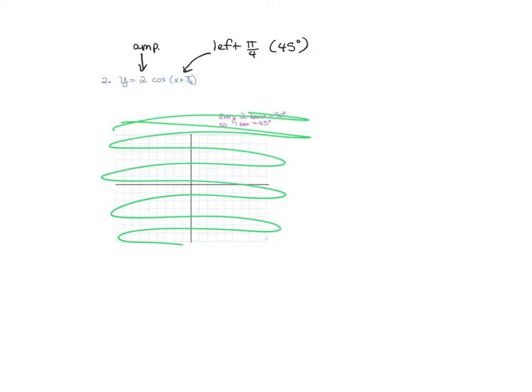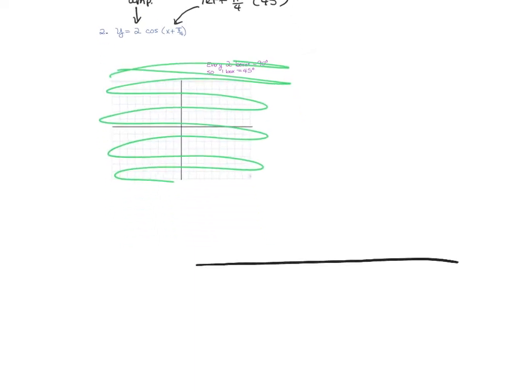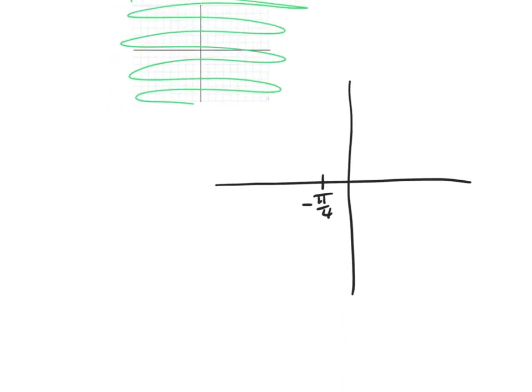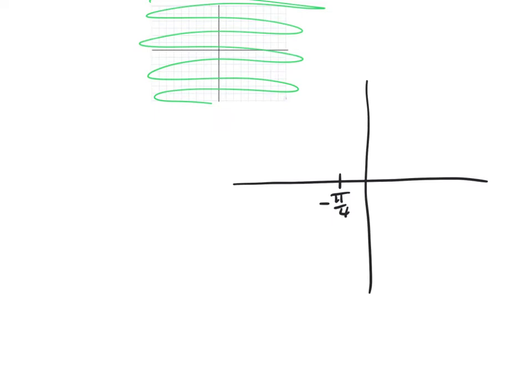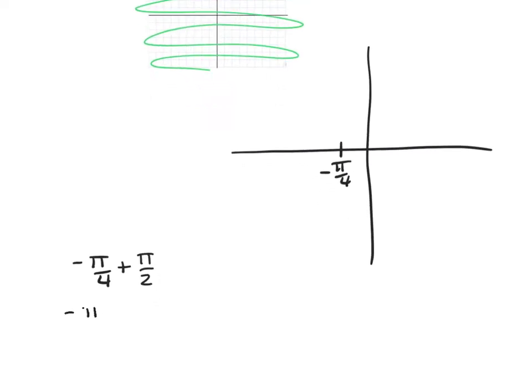So let me go ahead and show my axis here. So here is where I'm going to start. 45 degrees to the left. So at negative pi over 4. Again, I need to get to 90 degrees away from that. So negative pi over 4 plus pi over 2. Common denominator is going to be 4. So I'm going to change this into 2 pi over 4 times the top and the bottom by 2, which gives me pi over 4.